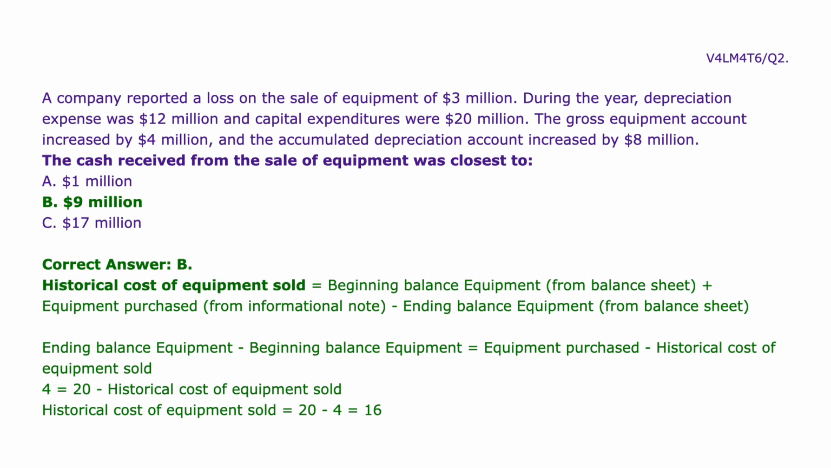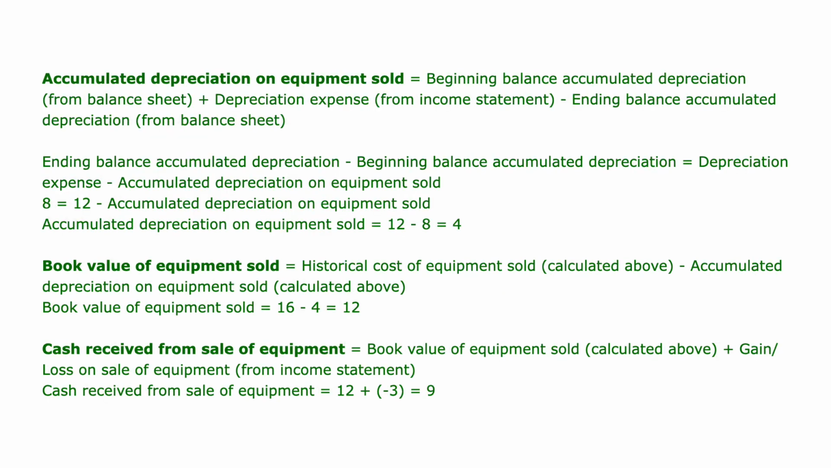Equipment sold's historical cost is calculated using beginning and ending equipment balances and equipment purchased. Accumulated depreciation on sold equipment equals beginning balance plus depreciation expense minus ending balance. Book value of equipment equals historical cost minus accumulated depreciation. Cash from equipment sale equals book value plus gain loss.